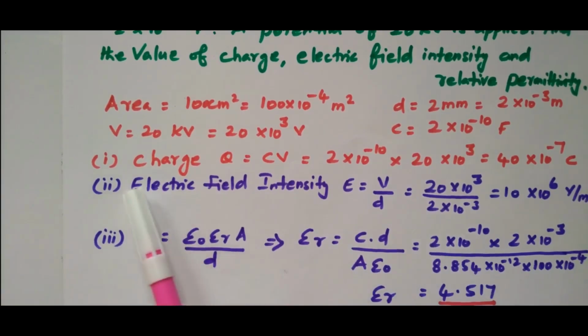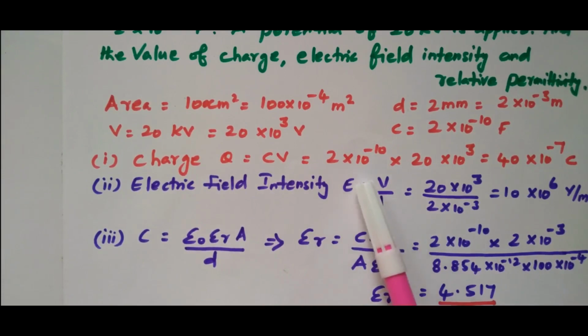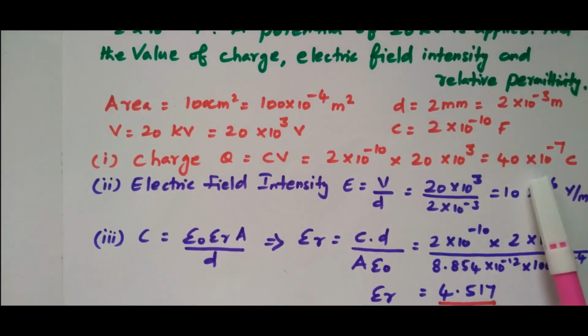First we will find the charge. Charge Q equal to CV, very standard formula. Q equal to CV. So that C value is given, 2 into 10 to the power minus 10. The voltage is 20 kilovolt, 20 into 10 to the power 3. So multiplying these two, what did we get? 40 into 10 to the power minus 7 coulomb. The charge will be 40 into 10 to the power minus 7 coulomb.